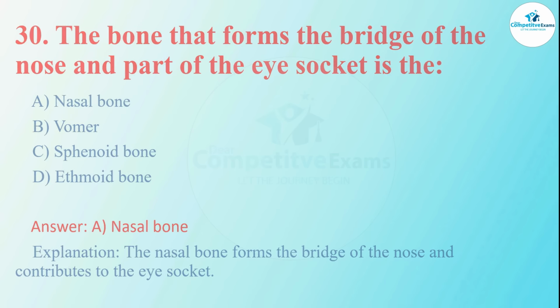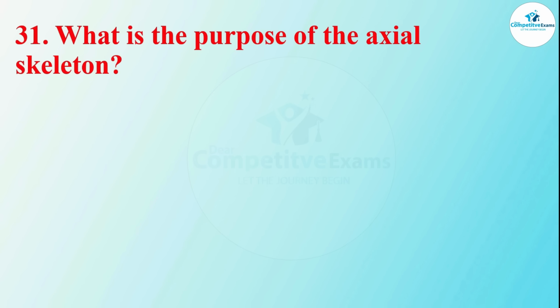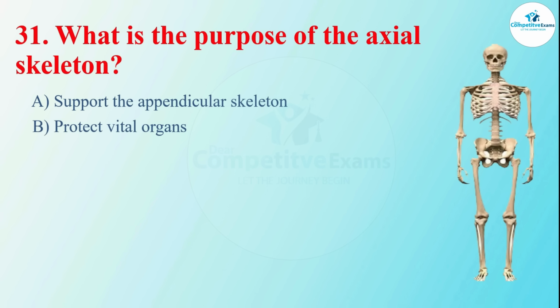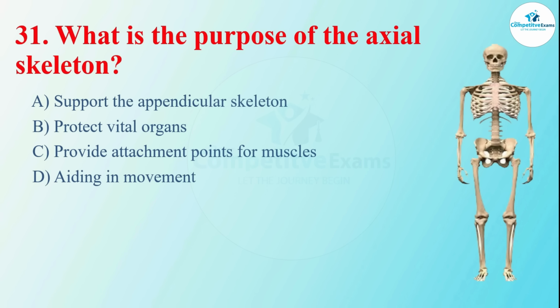Question number 31. What is the purpose of the axial skeleton? So what is the purpose of the axial skeleton in our body? Your options are to support the appendicular skeleton, to protect the vital organs, to provide attachment points for muscles, or aiding in movement. So the right answer is that it exists to protect vital organs like the brain, heart, etc.